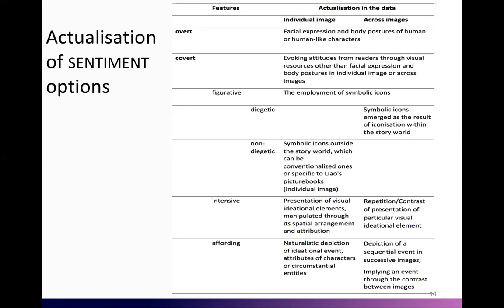And also we can look at the affording option, that is naturalistic depiction of ideational events and some attributes of characters or circumstantial entities. They are the naturalistic depiction of certain visual ideation, and by doing that, trying to invoke these empathic responses in readers.